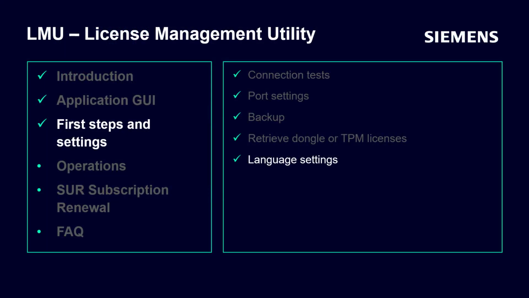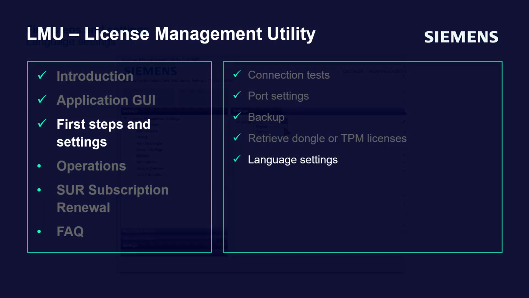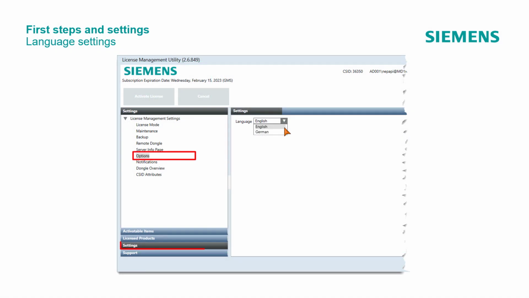Finally, where can I find the language settings? The Options node found under the Settings page allows the customer to easily change the language of the application. A restart of the LMU is required afterwards. We reached the end of this session. First steps and settings.